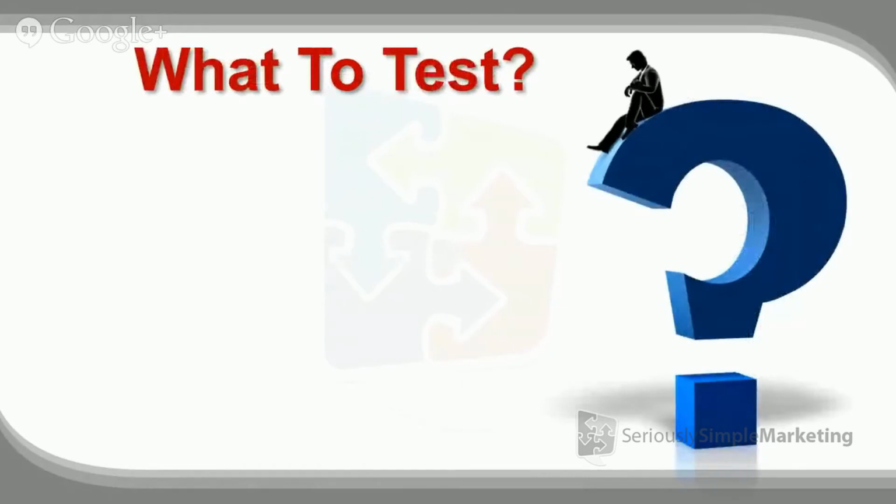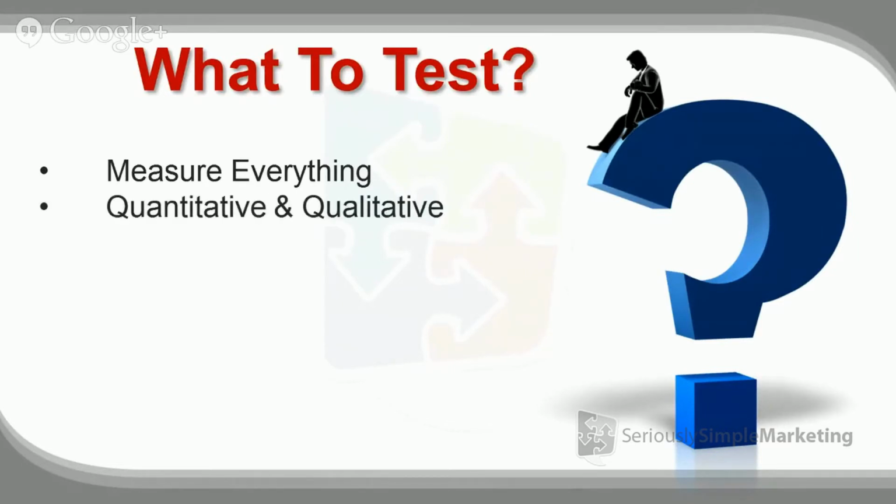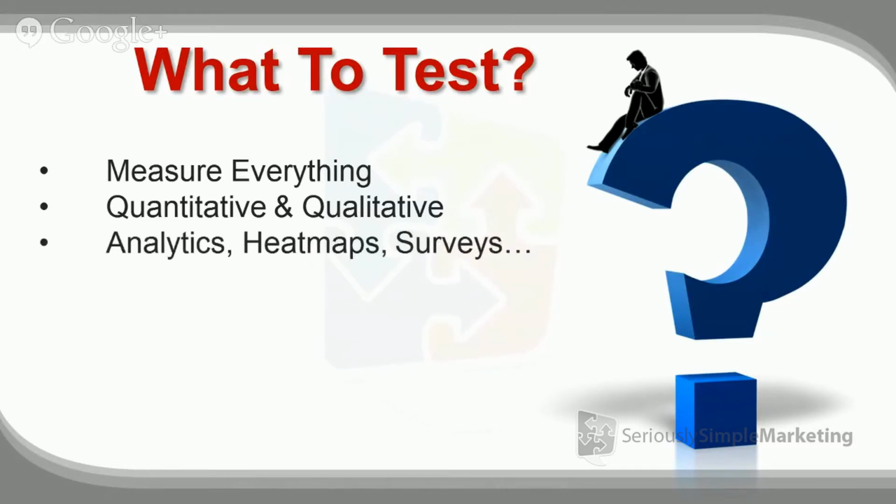What to test? How do we know what we should test? Well, number one, you measure everything. Now, we did not talk about analytics, but you would do that, right? So you measure everything, and this is where you would set up your Google Analytics. You want to set up quantitative and qualitative, right? So that's everything. That's analytics, that's heat maps, that's user surveys.